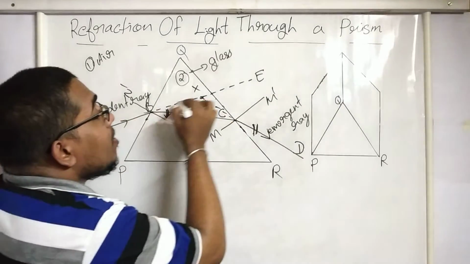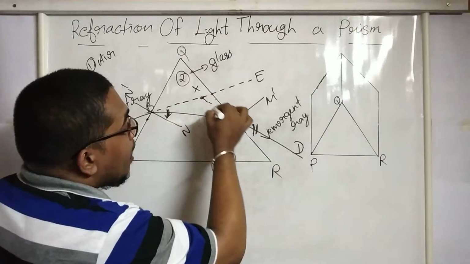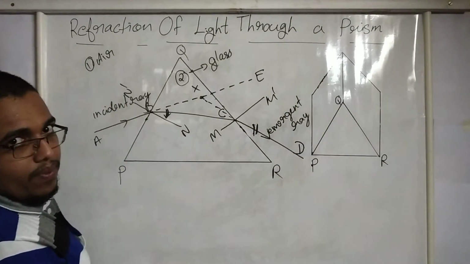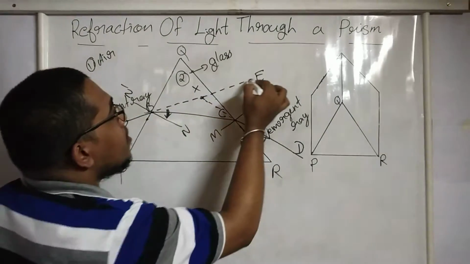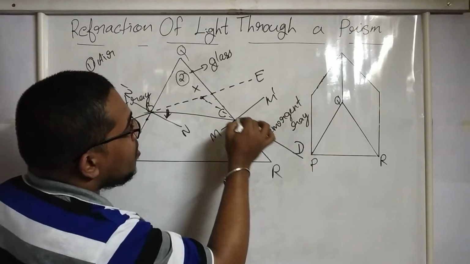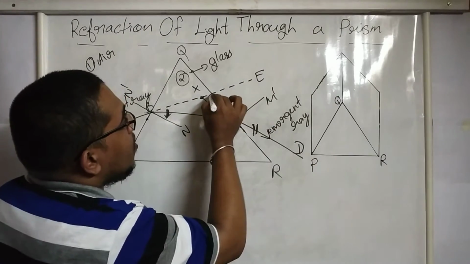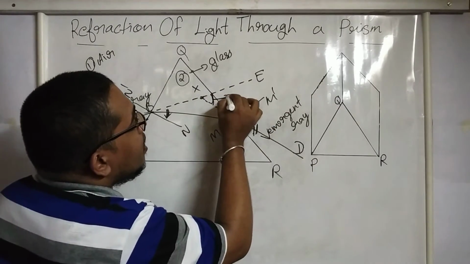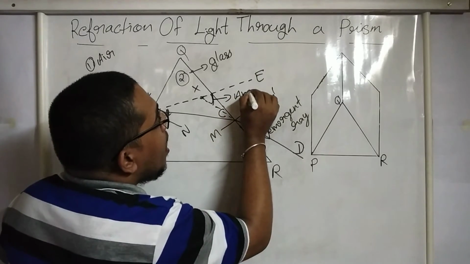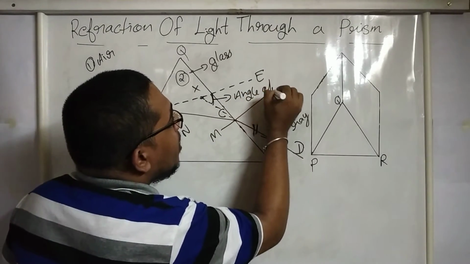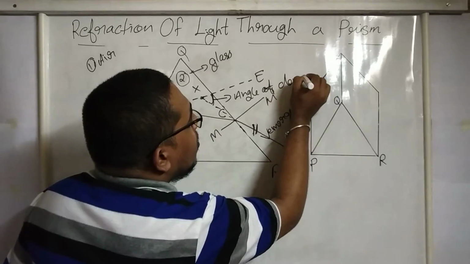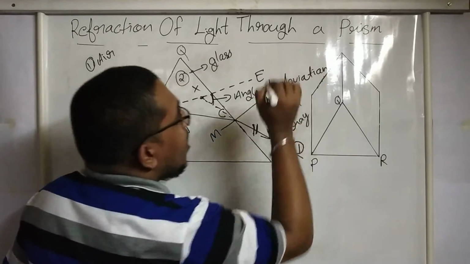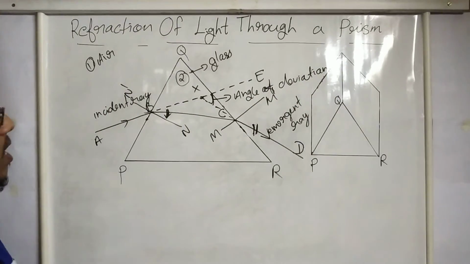Now the angle between the incident ray AE and the emergent ray XD is what we call the angle of deviation. This particular angle is called the angle of deviation. Clear?